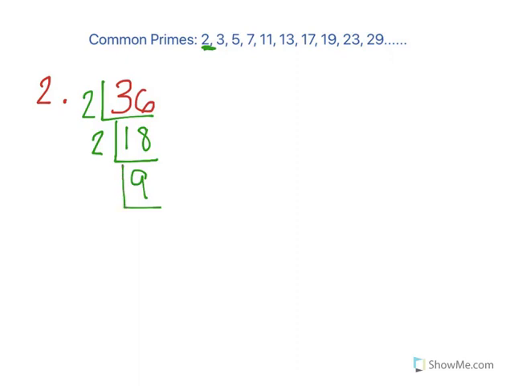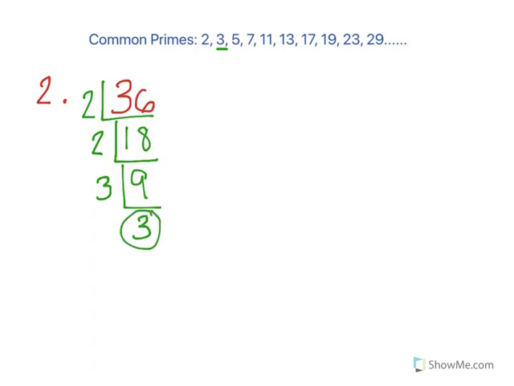9 is composite. Let's keep going. Can 9 be divided by 2? No, it cannot. So I can't divide it by 2, so I go to the next lowest prime, which is 3. Can 9 be divided by 3? Yes, it can. 9 divided by 3 is 3. 3 is prime, so I am finished.